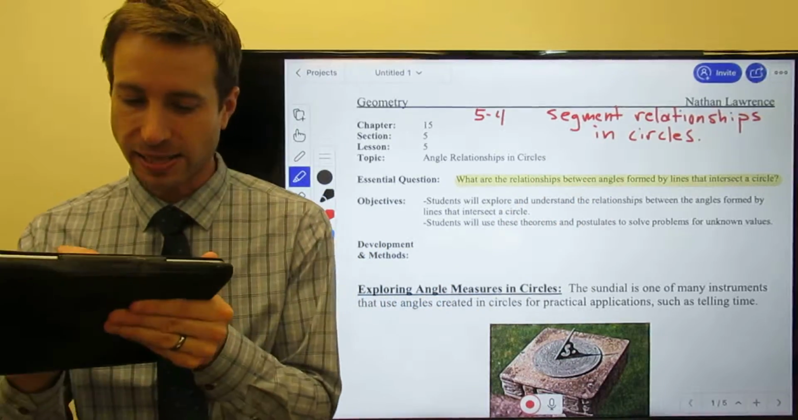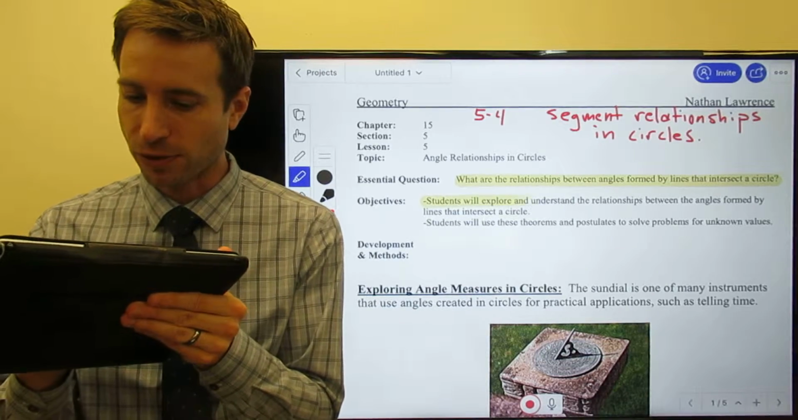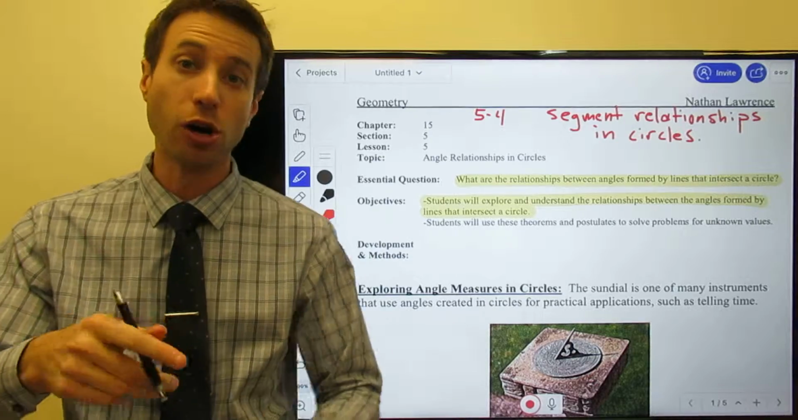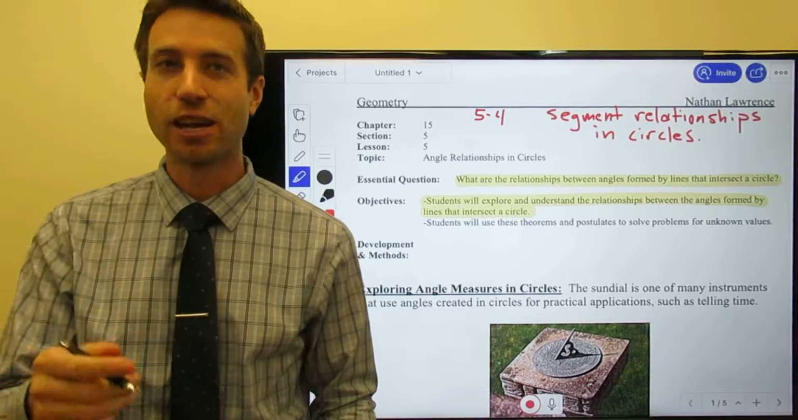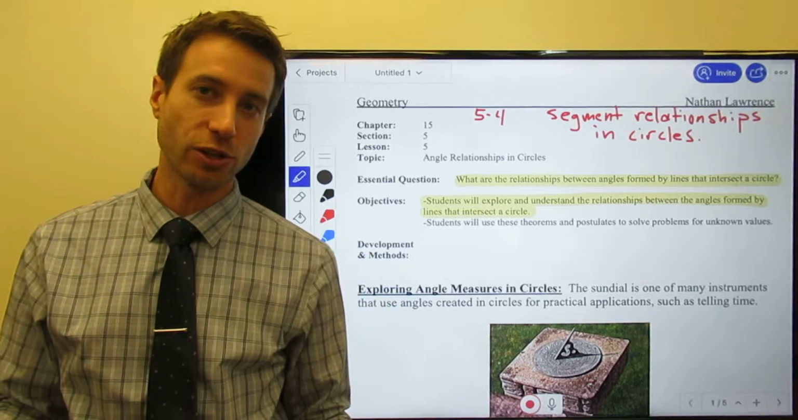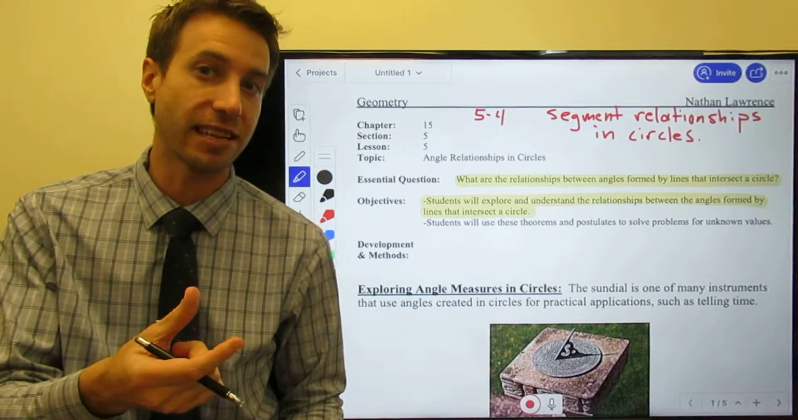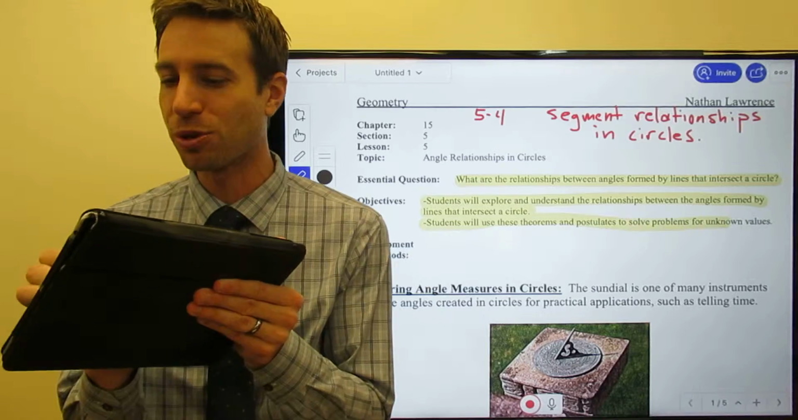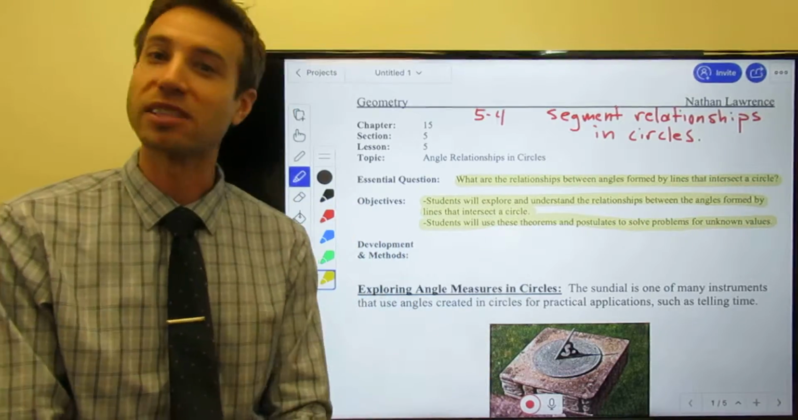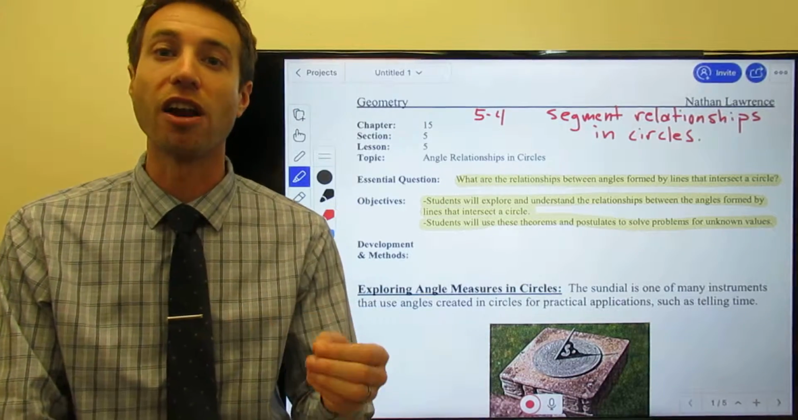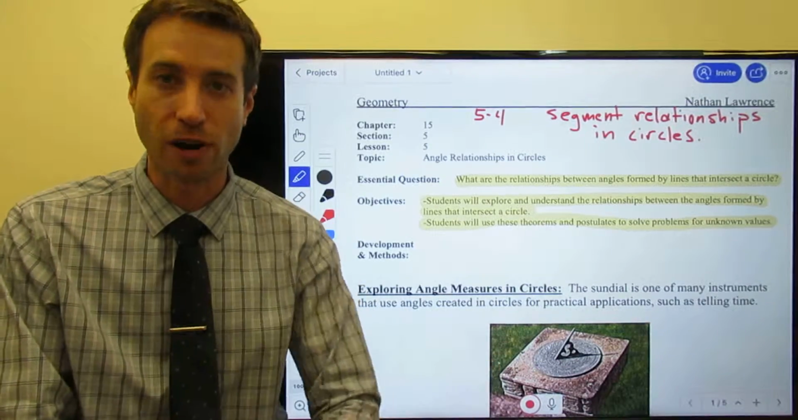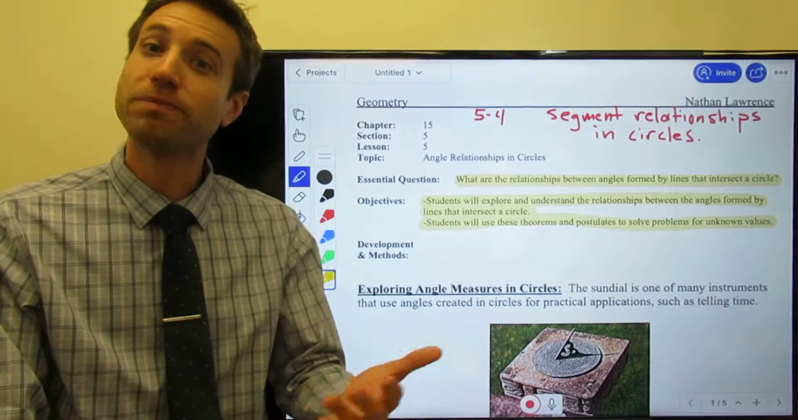Just like in the last lesson, our objectives or learning targets: first, we're going to explore and understand what these relationships are. We're going to look at the theorems. Then, just like we've been doing all year in geometry, once you know a theorem, you can use that theorem to set up an algebra problem. We're going to do a ton of algebra to solve for unknown angle measures.